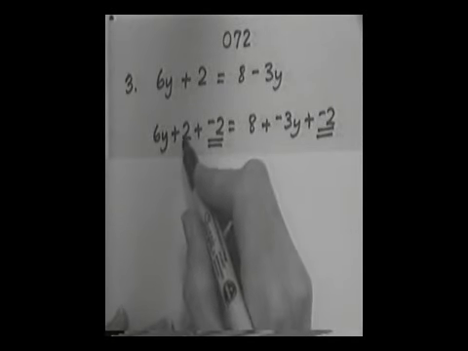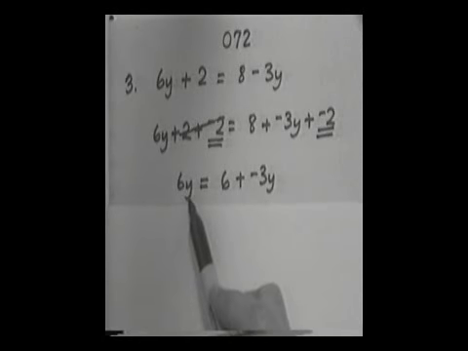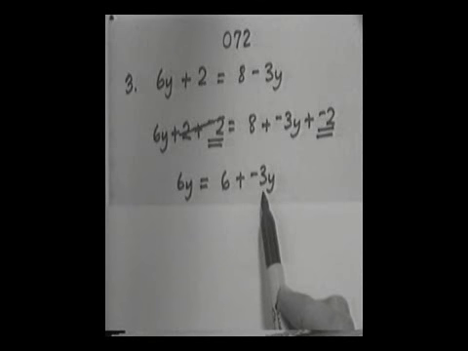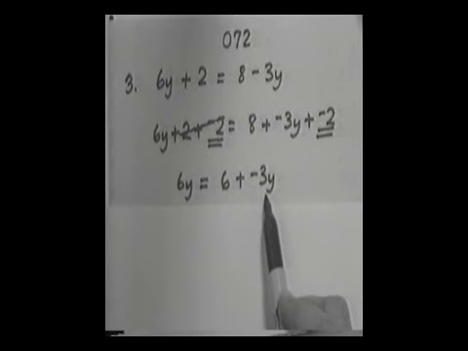When we add negative 2 on both sides of the equation, the left-hand side has the 2's cancel, leaving 6y. On the right-hand side, we can combine the 8 and the negative 2 to get 6. And so we get 6y equals 6 plus negative 3y. Notice that on the left-hand side we have a variable term. On the right-hand side we have a constant and a variable term.